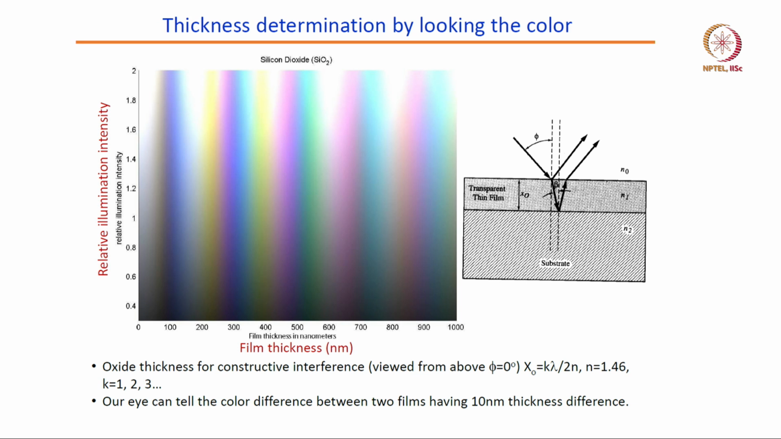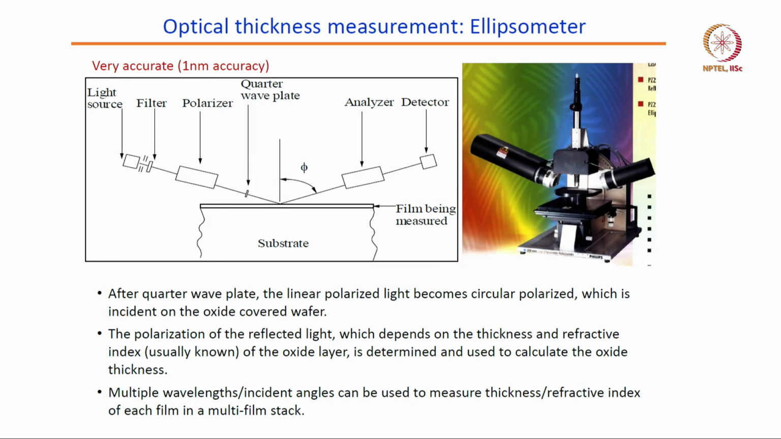Once we are used to looking at silicon dioxide in the fab for a long time, then probably that accuracy of 10 nanometer will come. Otherwise, at least we can say that it is 1 micron or 0.5 micron and so forth. So, this is just a quick measurement of thickness of silicon dioxide.